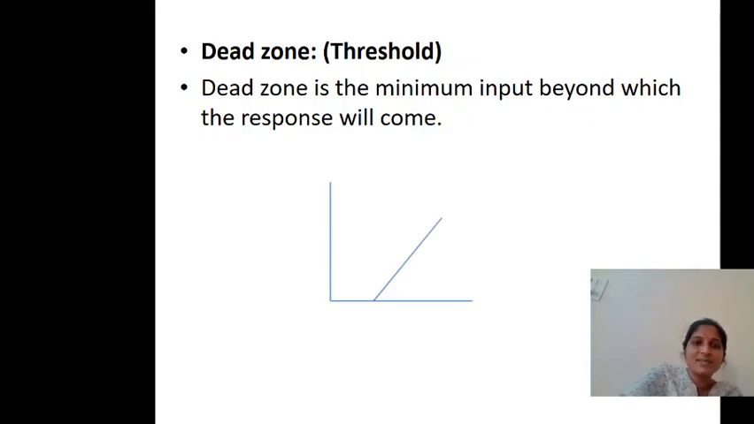This can be explained using this graph. On the x-axis you take the input, and on the y-axis you take the output. This is 0 and this is 1 ampere. Till 1 ampere there is no output coming. So this 1 ampere is nothing but the dead zone. In this zone the instrument will not respond. Another name for it is the threshold value. Dead zone is nothing but the threshold also.